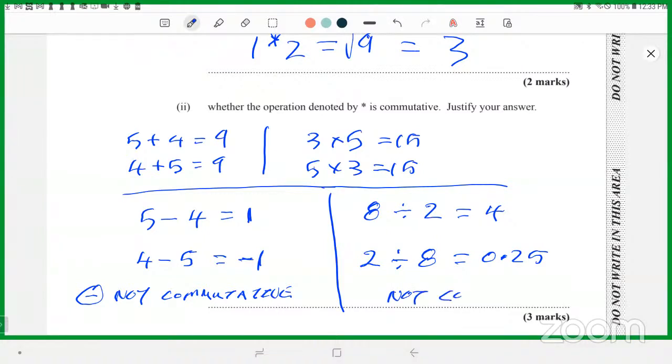Not commutative. Right? So of the 4 operations that we know, that we are used to, the ones that are commutative are addition and multiplication.